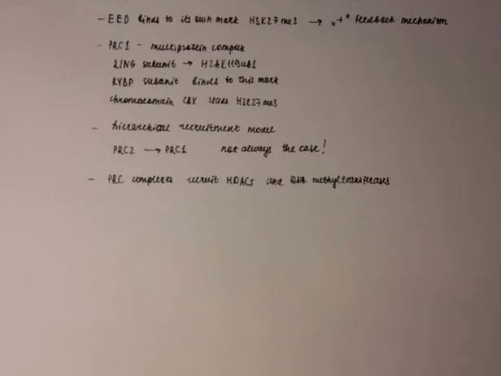PRC1 is also a multiprotein complex. Its RING subunit is able to monoubiquitinate lysine 118 on histone H2A. Another subunit, RIP, binds to this mark, and it also provides a positive feedback mechanism. PRC1 also contains chromodomain CBX that reads trimethylated lysine 27. This led to the development of a hierarchical recruitment model, whereby the trimethylated lysine 27 on histone H3 placed by PRC2 is read by PRC1.